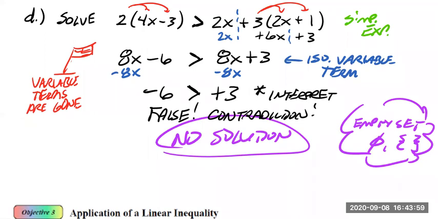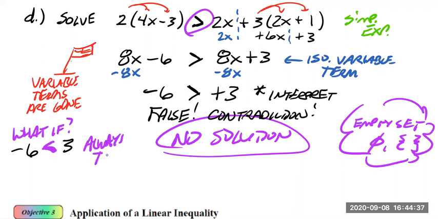Well, no, because if you think about what if we had something like this, what if we ended up with -6 is less than +3. So what if the question started out with a less than sign instead of a greater than sign? We wouldn't have done any algebra differently, but we would have got -6 is less than 3, which in this case is always true. So if it's always true, it's basically saying no matter what x value you plug in, you will always get a true inequality. It's true for any value of x.